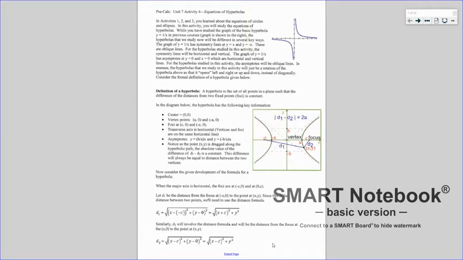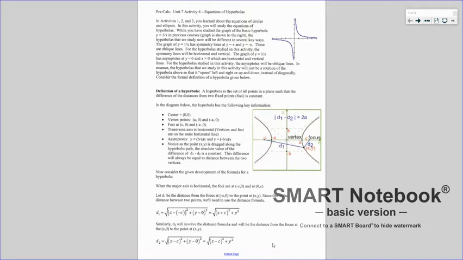The definition of a hyperbola is the set of all points in a plane such that the difference of the distances from two fixed points is constant. So it's kind of the opposite of an ellipse, where that sum is going to be equal. This is where the difference is going to be equal between those two fixed points.